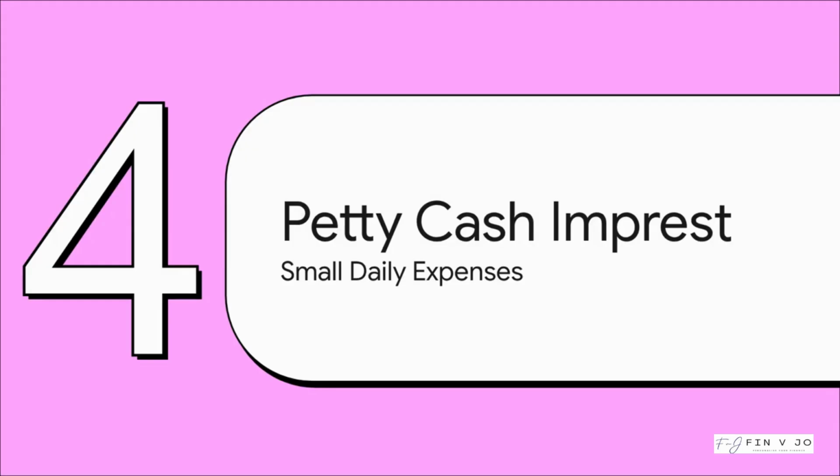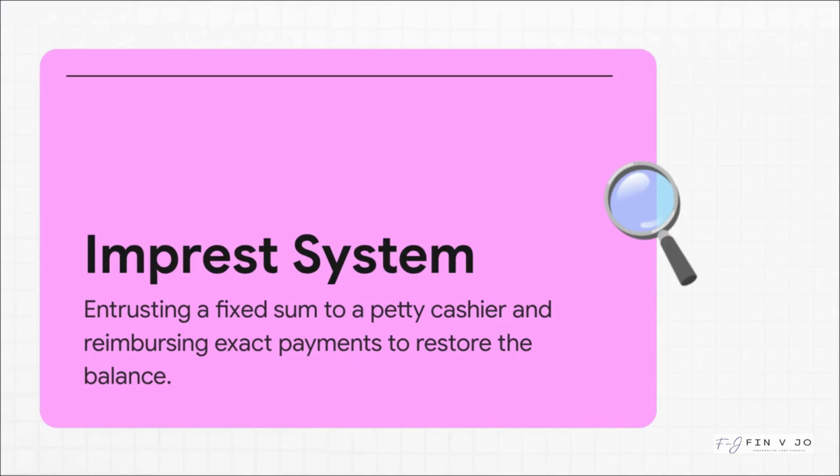Let's move on to Part 4, the Petty Cash Impress System, which is all about managing small daily expenses. Imagine having to write a formal bank check just to buy a 5-rupee pen. It's ridiculous, right? To handle this, businesses use the Impress system. Instead of writing checks for tiny amounts, a junior cashier is given a fixed float of cash for the week. At the end of the week, they hand over all their receipts and they get reimbursed the exact amount they spent. Let's look at a quick example to make this concrete.